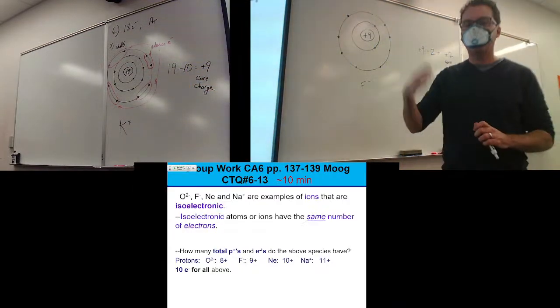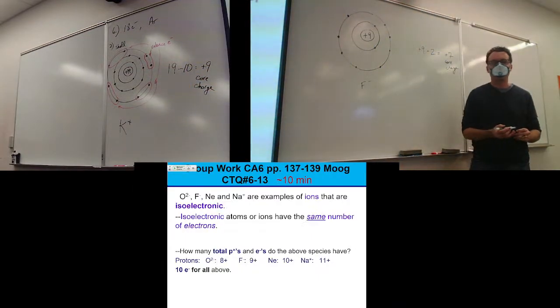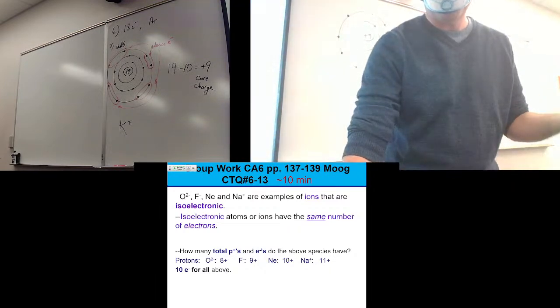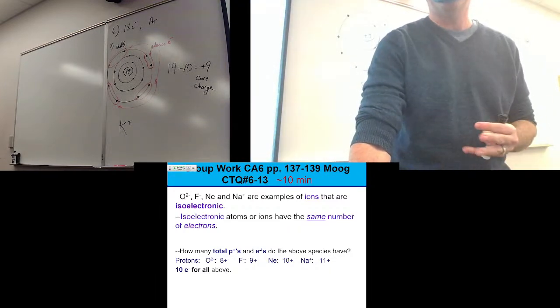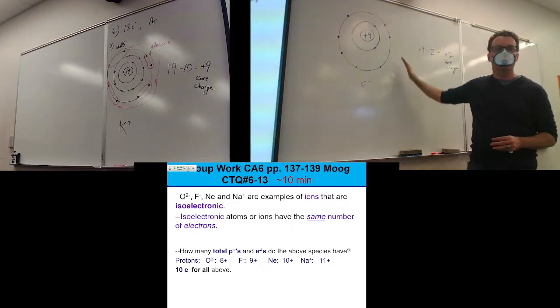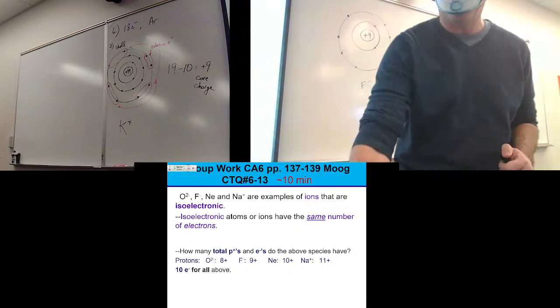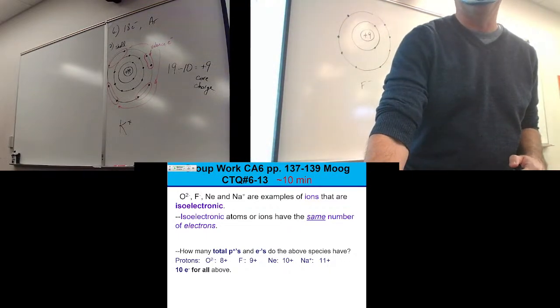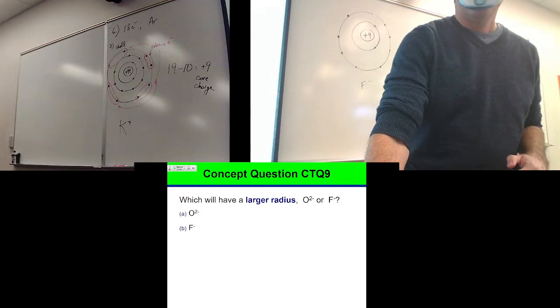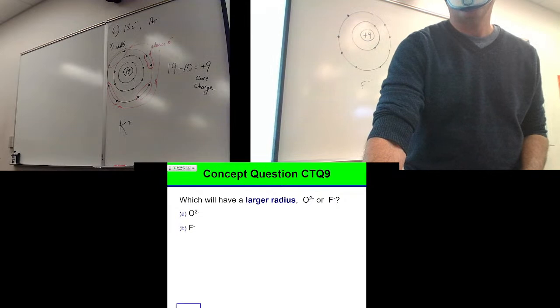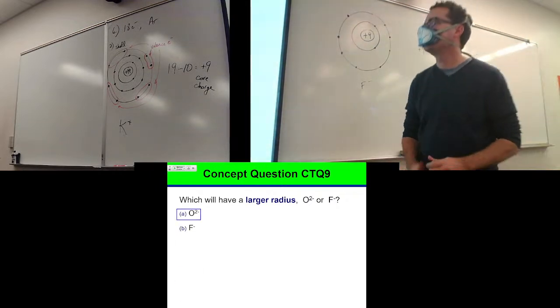So, understanding the trends for these isoelectronic elements is a little bit trickier. You can probably find a pattern and memorize it, but understanding at its root why they're different, and how to predict it just by looking at a shell model, is a good thing to be able to do as well. So we've answered this one, which has a larger radius. It's the O2 minus.